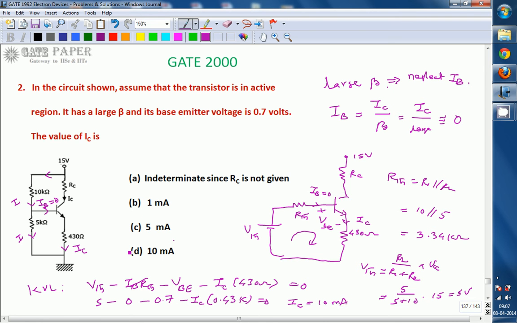So the right option for us is D. For the given circuit, the current flowing through RC and the 430 ohms, that is nothing but the IC value, is 10 milliamperes. Thank you.